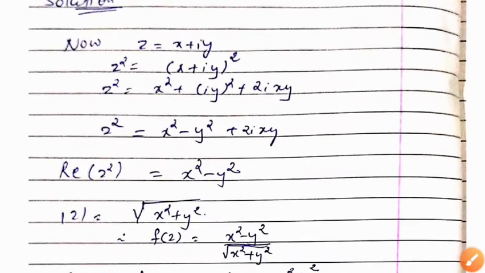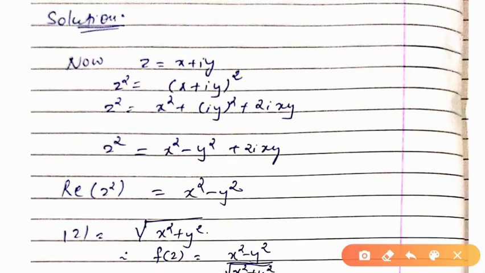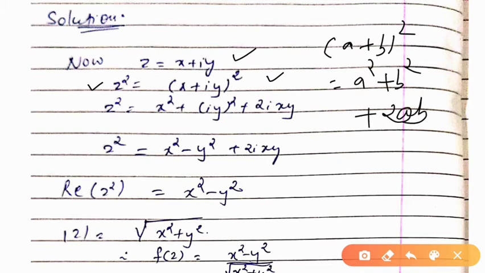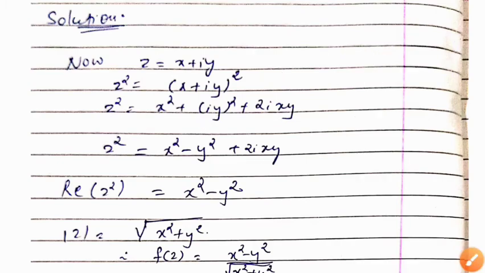So now let us move towards the solution. We know that z equal to x plus iy. So z square will be what? x plus iy whole square. Now I will open this by the formula: a plus b whole square is equal to a square plus b square plus 2ab. So x square plus iy whole square plus 2i xy. Now we know that i square is equal to minus 1. So you get here x square minus y square plus 2i xy.